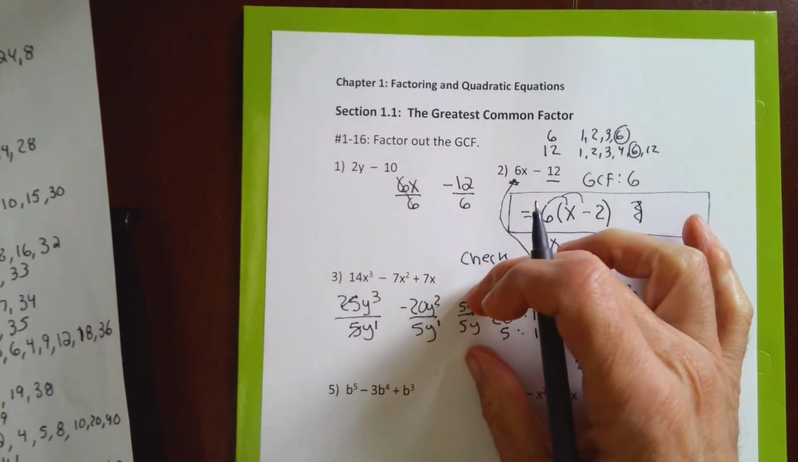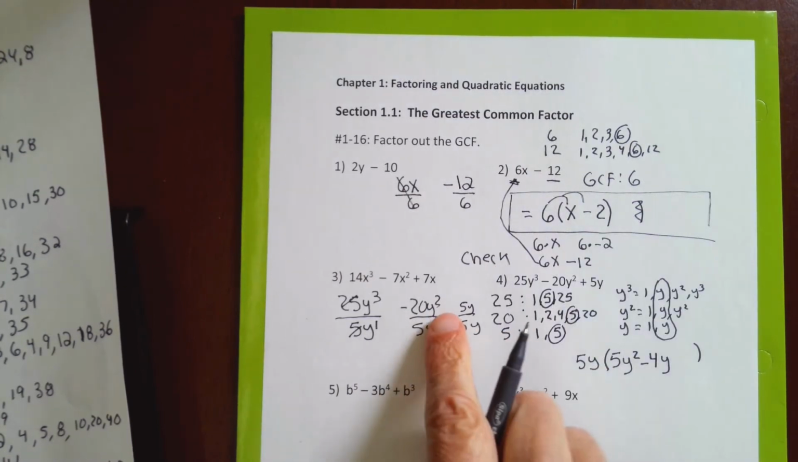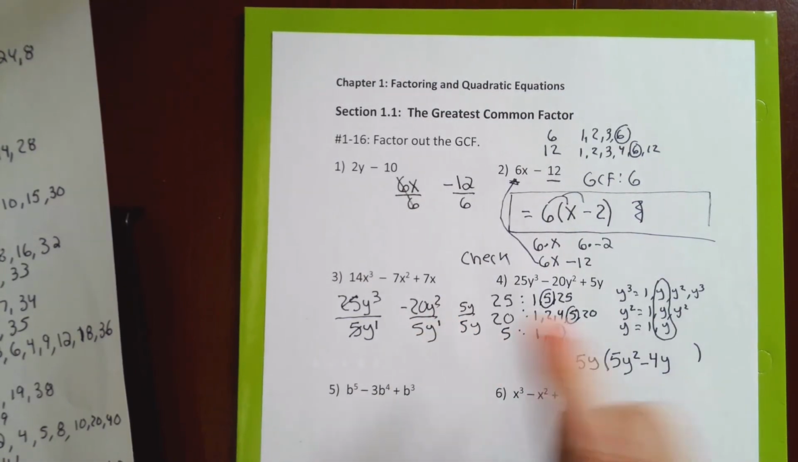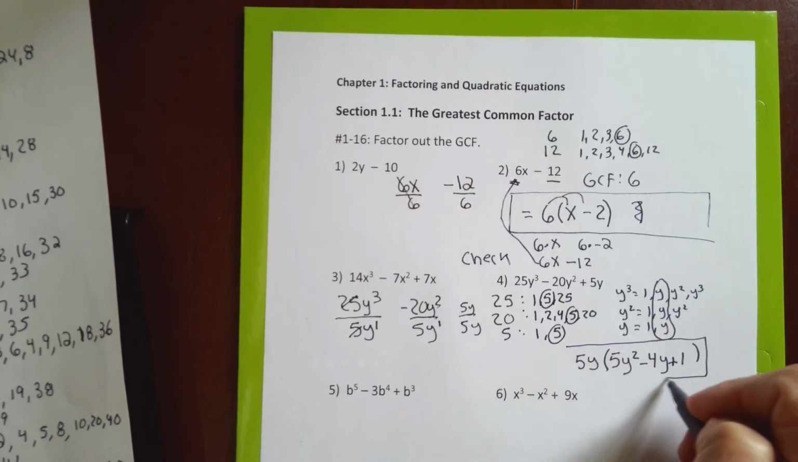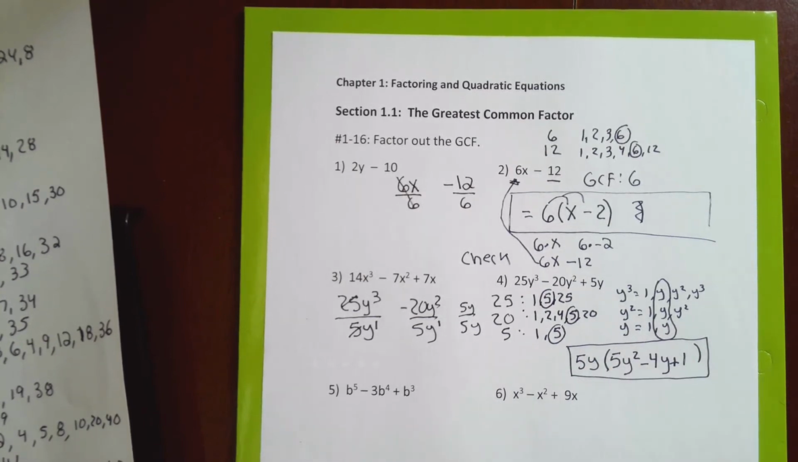Last division, anything divided by itself is 1. I need a sign between each of the terms, and since that's plus, I'm going to put a plus 1. I claim that's my answer for problem 4, and I'm going to check.